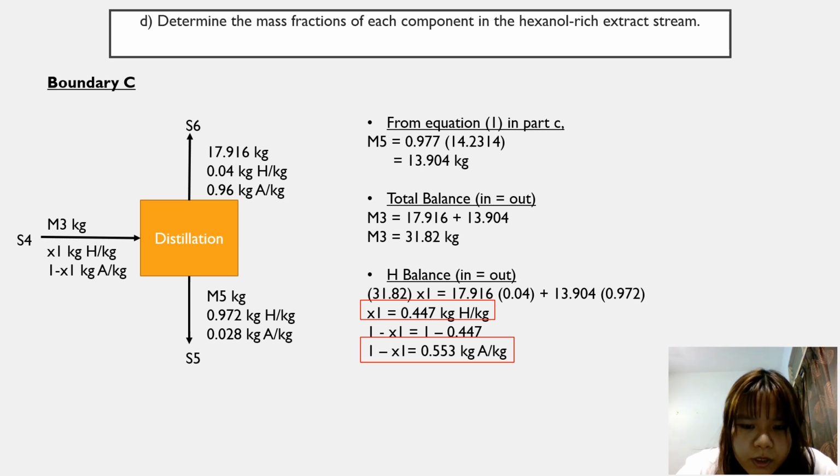To solve for M3, we use the total balance, where in equals out, and we get that M3 is equal to 31.82 kg. To solve for the mass fractions, we use the H balance, where X1 is equal to 0.447 kg hexanol per kilogram, and 1 minus X1 is 0.553 kg acetic acid per kilogram.